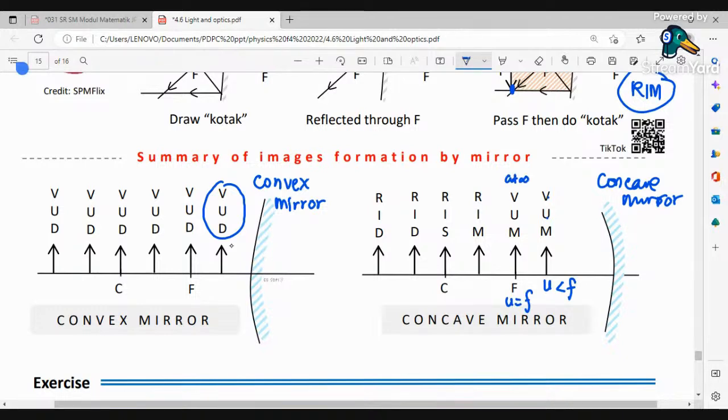This one is at infinity. And then U between F and 2F, you get real, inverted, magnified. And then C, the center of curvature, means 2F. U equals C, you get real, inverted, same size. U more than 2F, you get real, inverted, diminished. U at infinity, you get real, inverted, diminished at F.